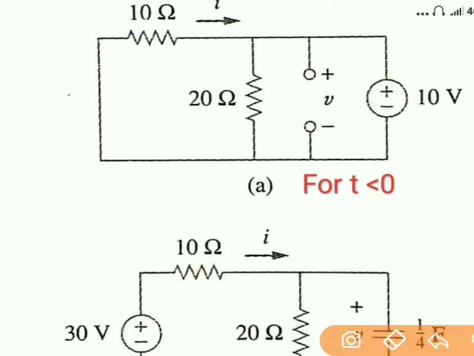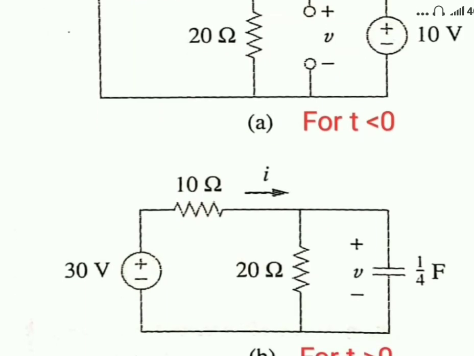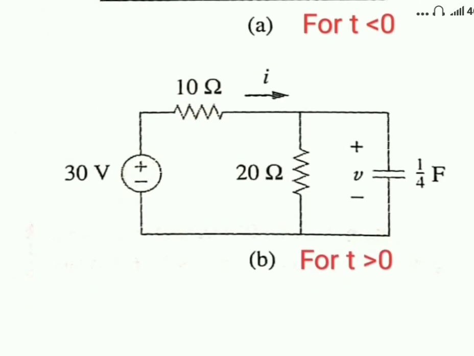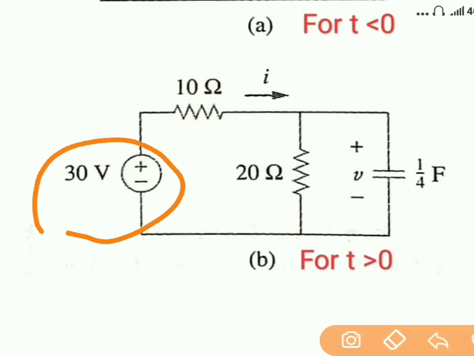Now in another case, when we talk about time t greater than 0 and the switch is opened, what will happen? You just see that the unit step signal will come into the picture, and the other voltage source, the 10 volt one, is disconnected. So the overall reduced circuit is over here.